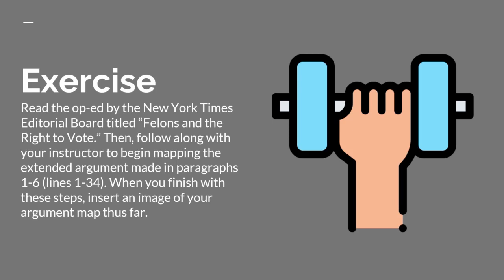So it'd probably be a good idea to get out paper if you like to map arguments on paper. I, however, would strongly urge you to go ahead and open up a document or a drawing in draw.io so that you can follow along exactly with how I do this. So pause to read the text and then unpause to follow along with me as I actually map out this argument along with you.